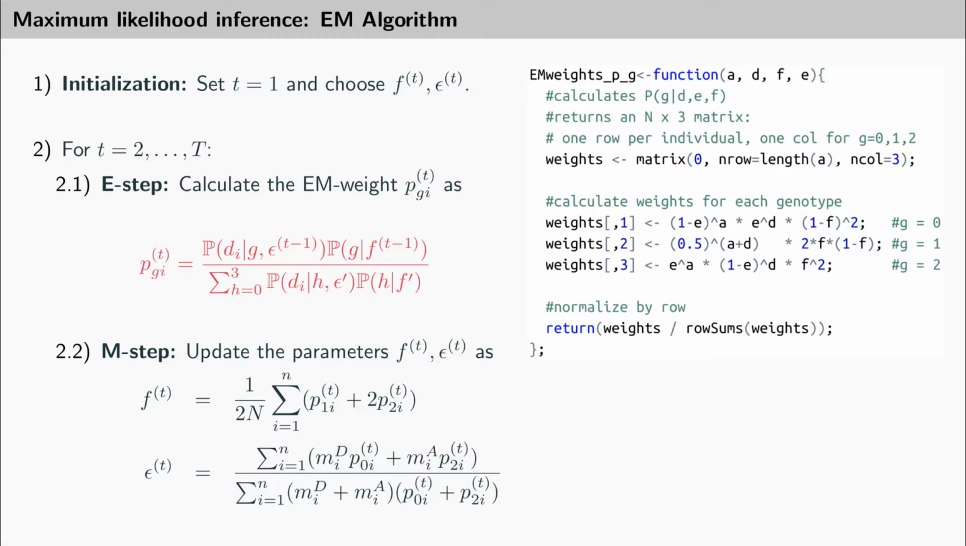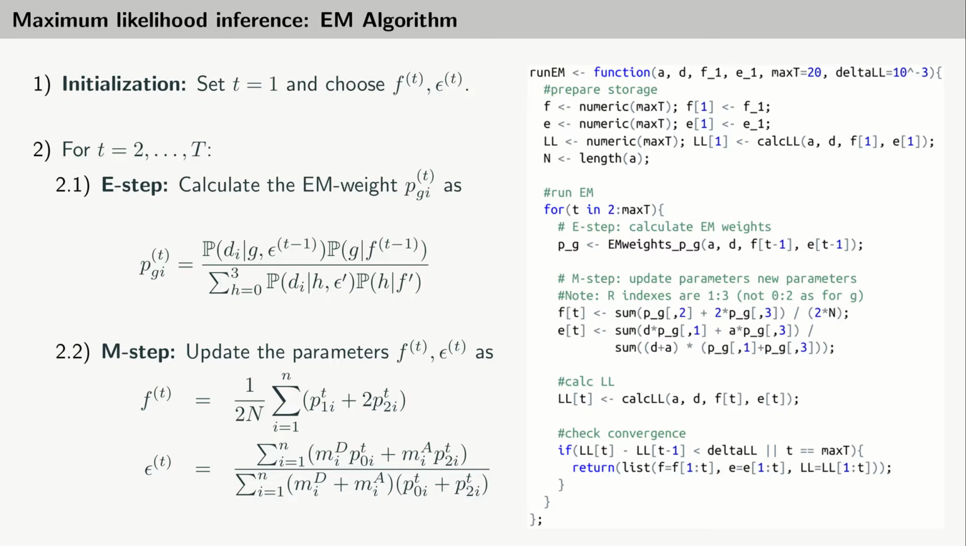The three equations for the three genotypes consist of two parts. The first part is the probability of the data given that particular genotype. So for the genotype of 0, that's for instance 1 minus the error rate to the power of the number of ancestral reads times the error rate to the power of derived alleles. And a second part, which is the probability of the genotype given the allele frequency f. So for genotype 0, that would then be (1 minus f) squared. You notice on the left that these weights have to be normalized by the sum across all possible genotypes. We obtain this in this function by dividing the weights by the sums of each row.